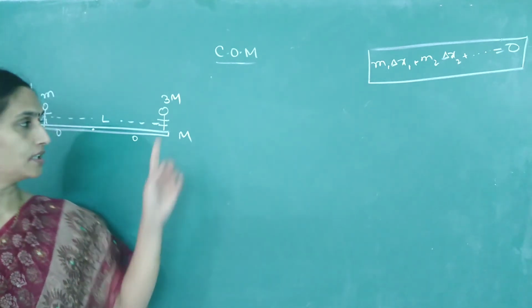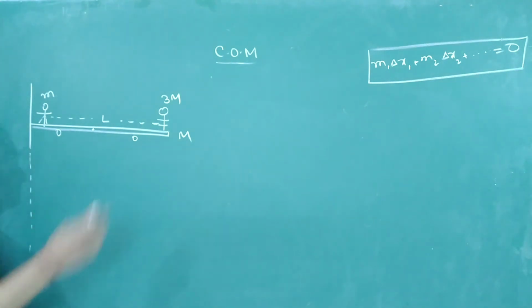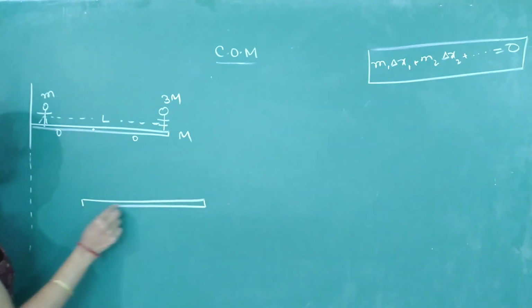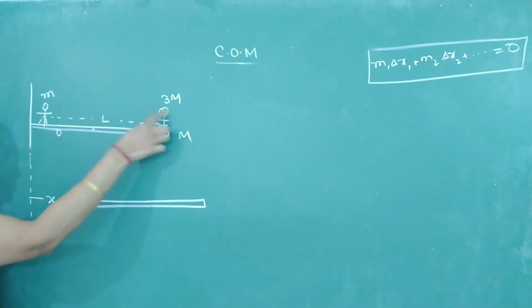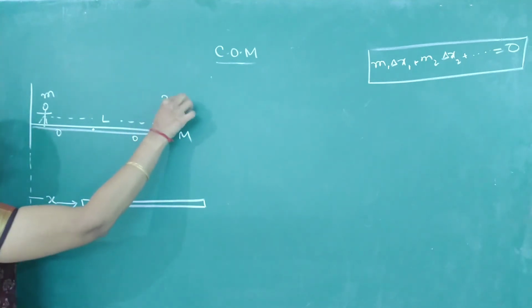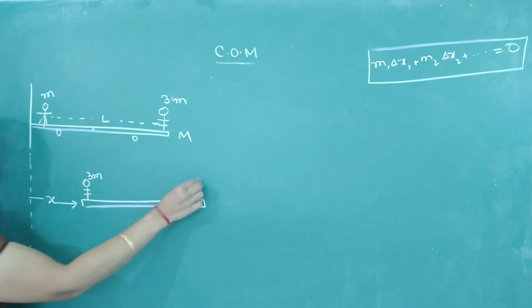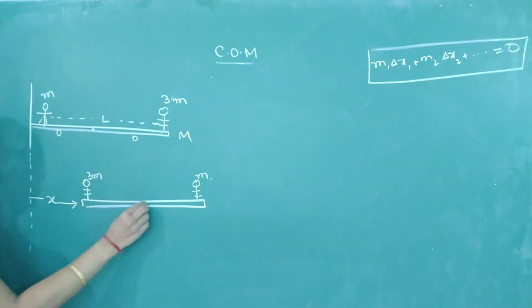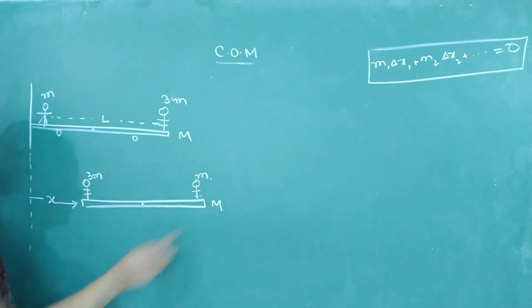I repeat the question. The two boys are exchanging their positions. Keep the reference line as it is. Just now I told you, assume that displacement of the plank to be forward, it makes your calculation simple. I have assumed that the plank has moved forward through a distance x. Now this boy has come to this corner, 3m, and this one has gone to the opposite side, m. Center, center. Now altogether we have 3 particles, m1, m2 and m3.